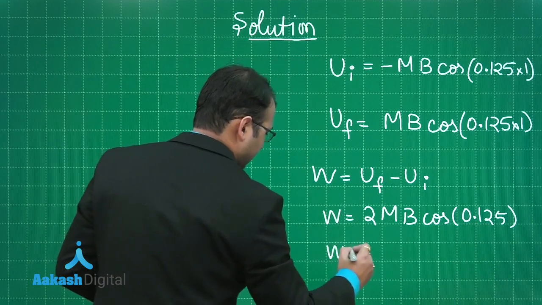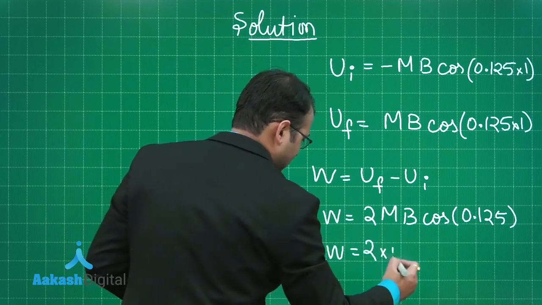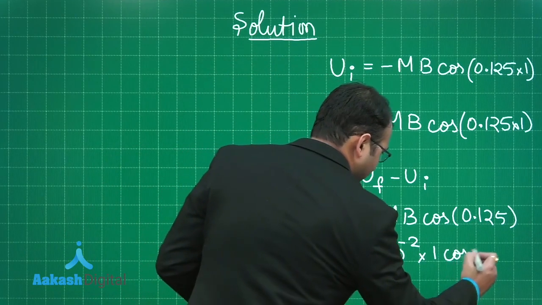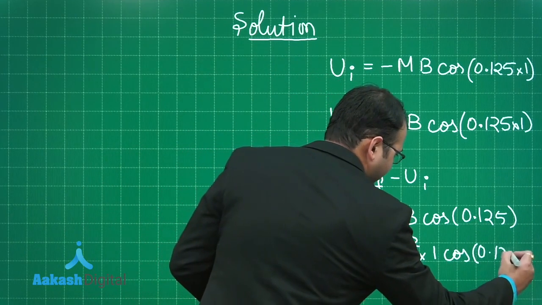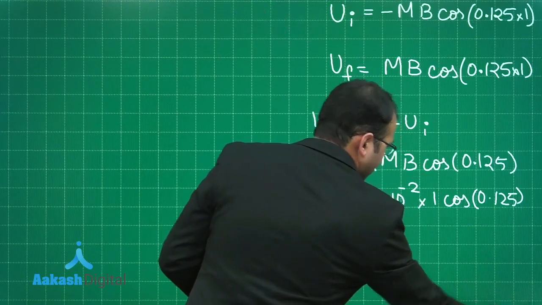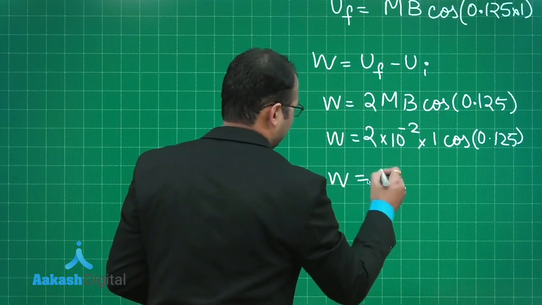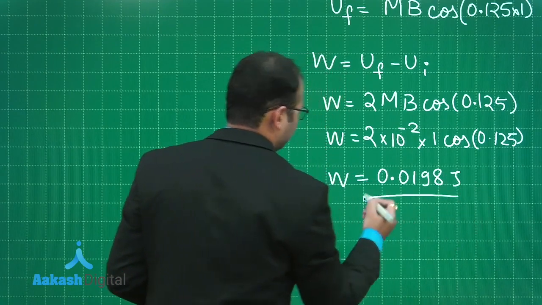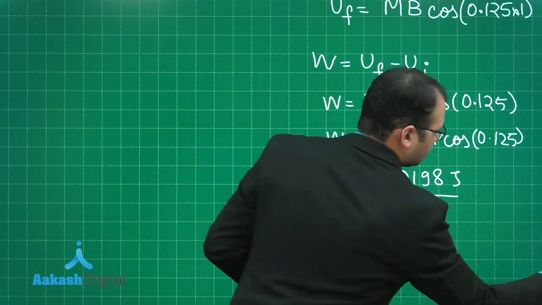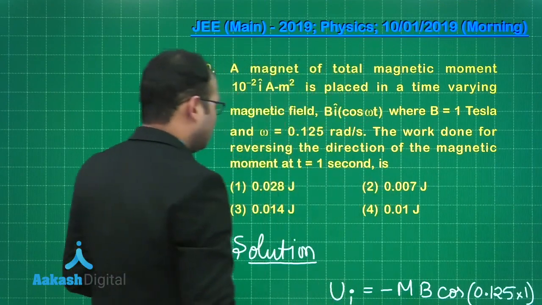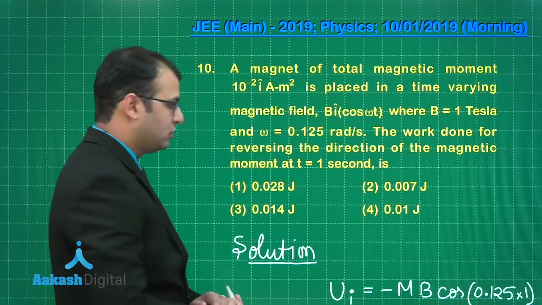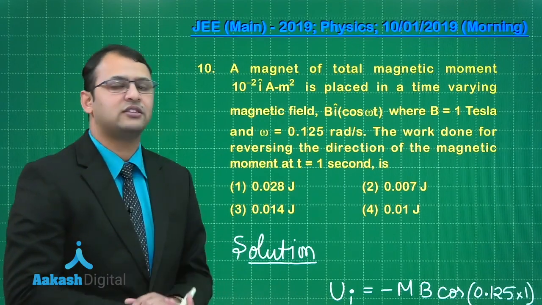Thus, when you put down the values, this is 2, this is 10 to the power minus 2 into 1 into cos of 0.125. On solving, you will get work done as 0.0198 joules, right? Let's see which is the best option here. Among these, none of the options is matching, so I hope this will be given to you as a bonus.